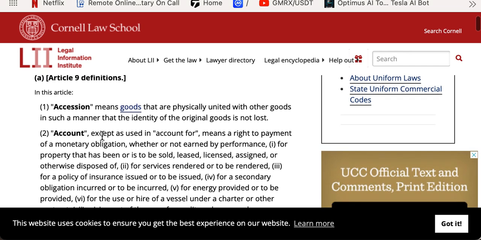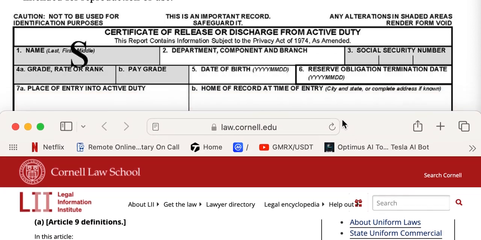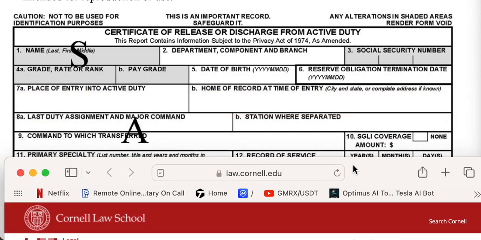But an account, except as used in account for, means a right to payment of a monetary obligation, whether or not earned by performance for property that has been or is to be sold, leased, licensed, or assigned, or otherwise disposed of. Let me read that definition again. And that's UCC Article 9, Section 102, subparagraph 2, under the definition of account. This is important because from here forward, I'm going to use the term account, and I'm referring to that definition specifically as relates to the amount written in box 10.